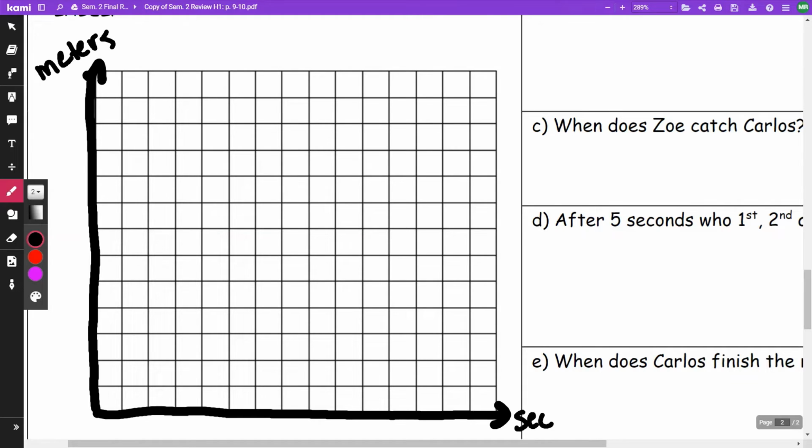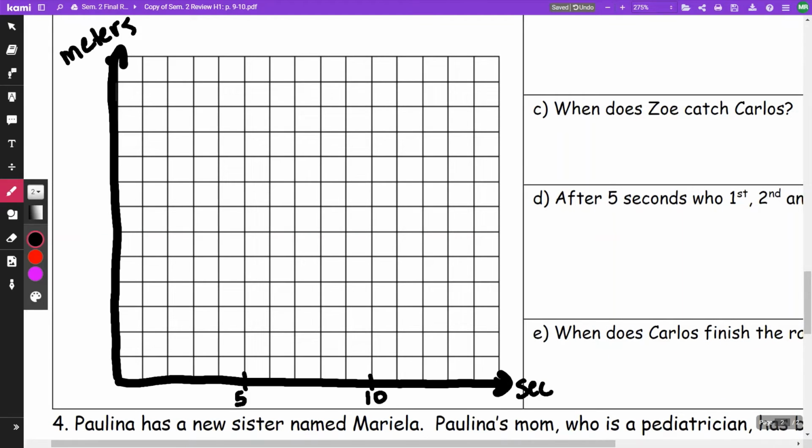And I'm going to go by ones. 1, 2, 3, 4, 5, 6, 7, 8, 9, 10, 11, 12, 13, 14. And this last one here is going to be a 15. I'm going to do the same this way. 1, 2, 3, 4, 5, 6, 7, 8, 9, 10.